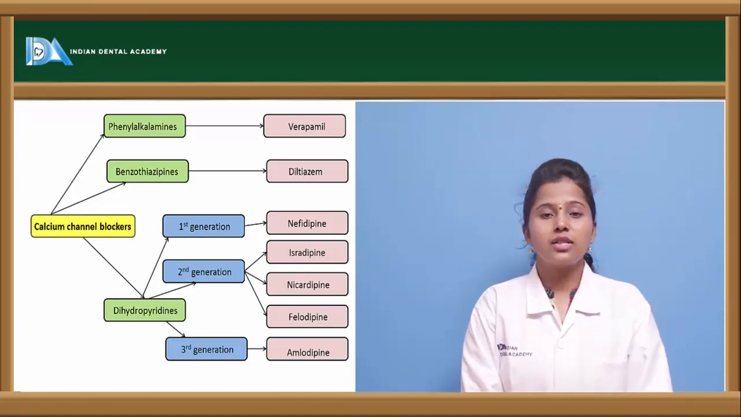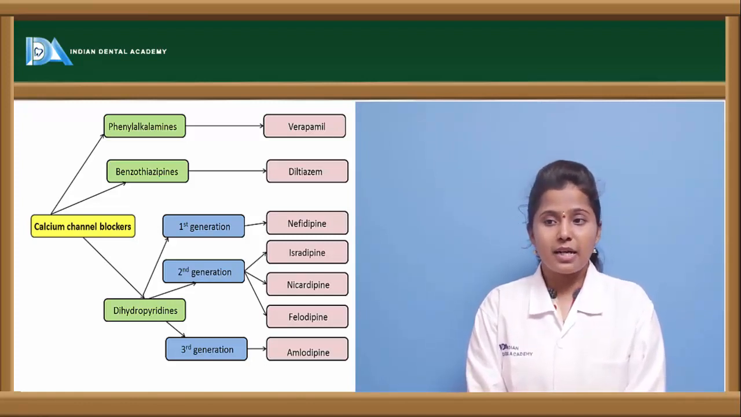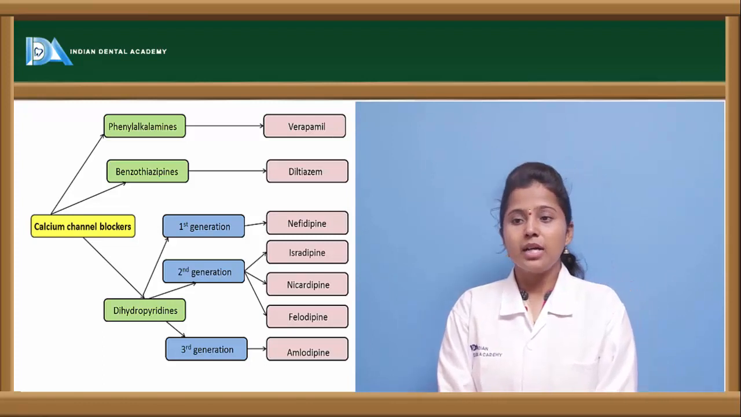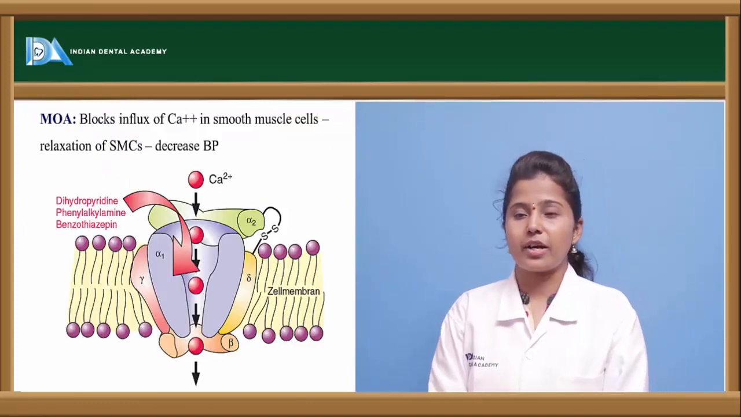dihydropyridines include three generations of drugs. First generation of drugs includes nifedipine. Second generation of drugs includes isradipine, nicardipine and felodipine. Third generation of drugs includes amlodipine. Let us see the mechanism of action.